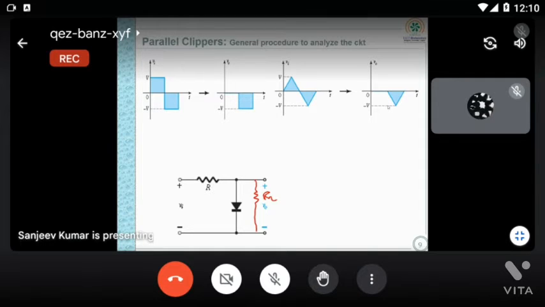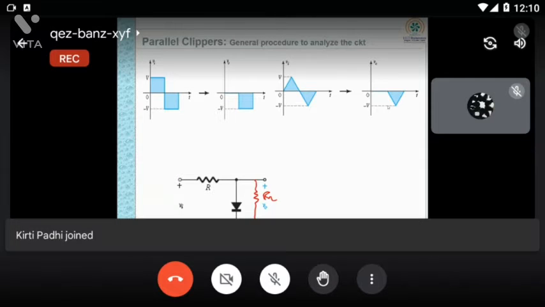Sir, when the diode is forward biased, the diode is short circuited. So the current flows through the diode, and across RL no current flows, no voltage. So we get V naught equal to 0. And when it is reverse biased, the diode acts as an open circuit, so the current will flow through RL, and we get that downward graph.